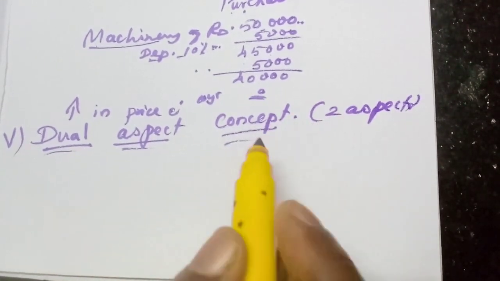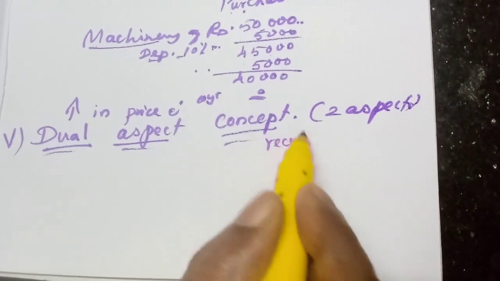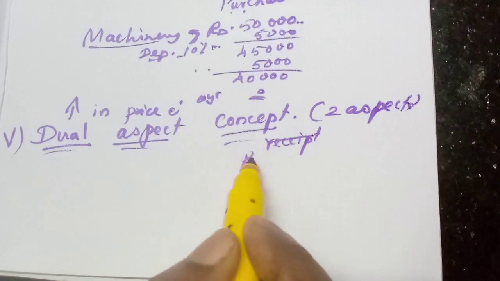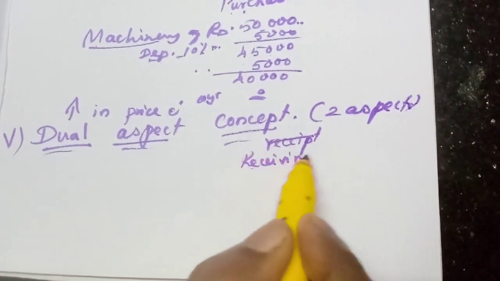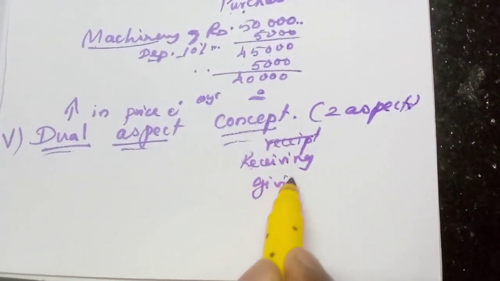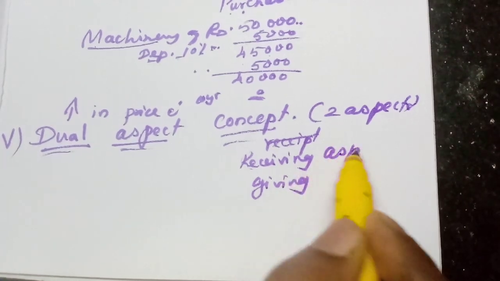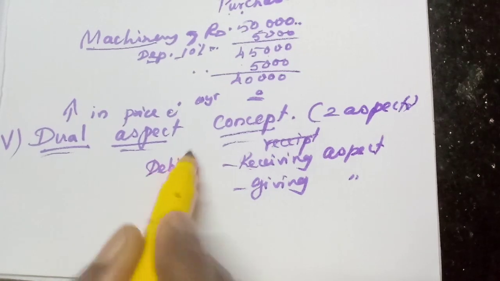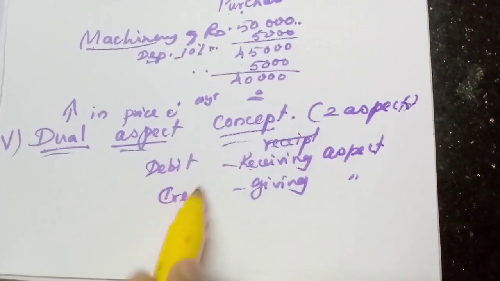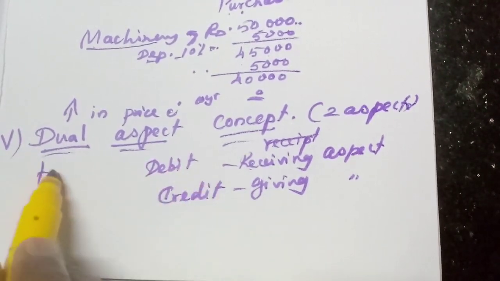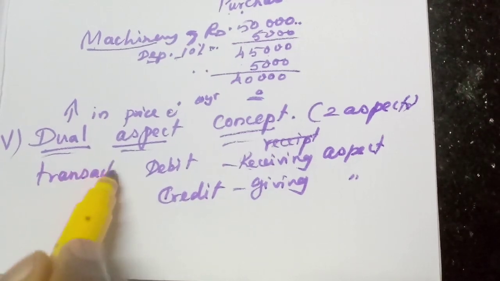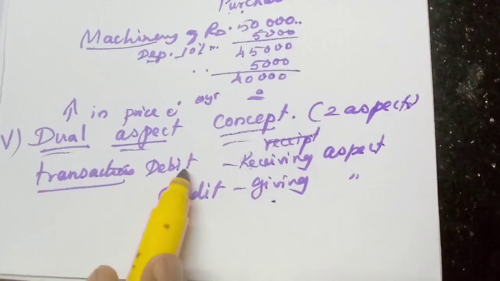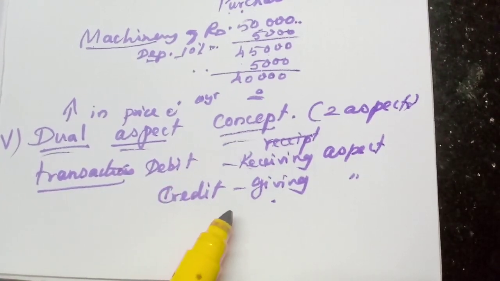One will be the receiving aspect, and the other the giving aspect. That you will learn again in the next lesson. Receiving aspect, giving aspect, or we can say debit aspect, credit aspect. Every transaction has two aspects. If one is receiving, another will be giving. One is debit, the other will be credit.